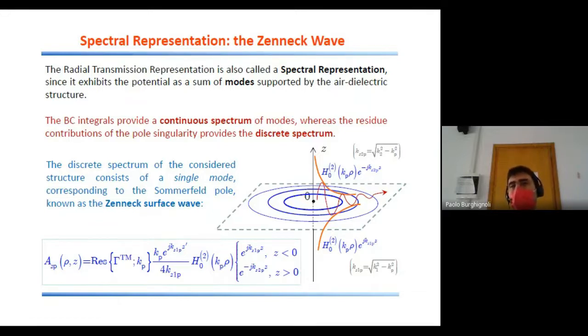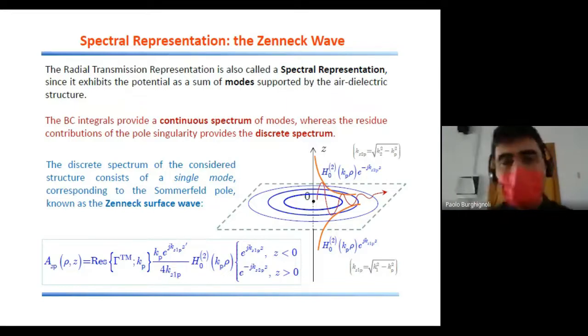because it exhibits the overall potential as a sum of contributions which have a modal character. In particular, the integrals around the branch cuts provide a continuous spectrum of modes, and that is typical anytime you deform the integration contour to evaluate the contribution of a spectral Green's function around the branch cut. Whereas the single discrete residue contributions that come from the pole singularities are associated with what is called the discrete spectrum of modes. In this case, the discrete spectrum consists of a single mode because we have a single Sommerfeld pole, and the associated mode or wave is known as the Zenneck surface wave.